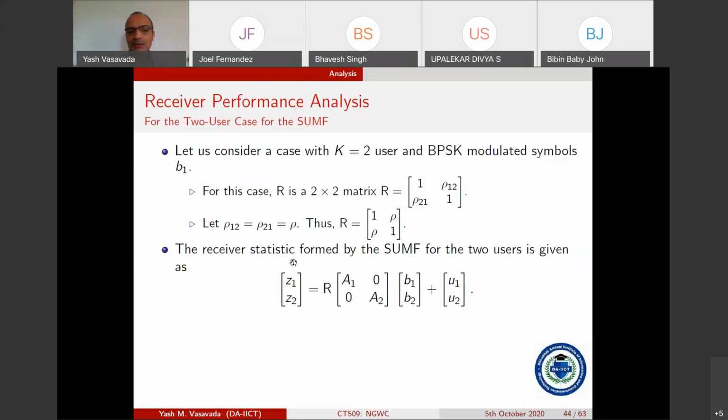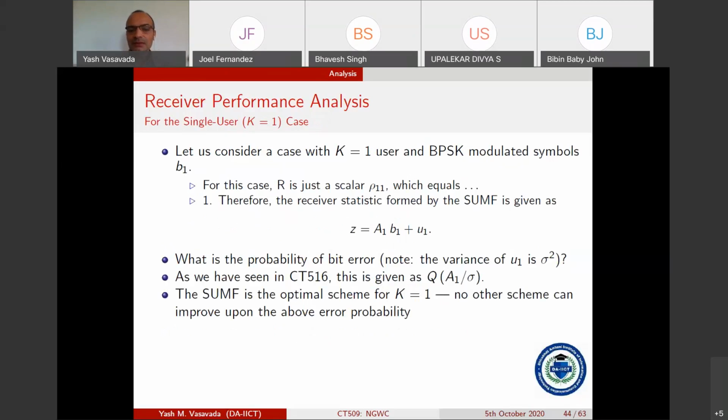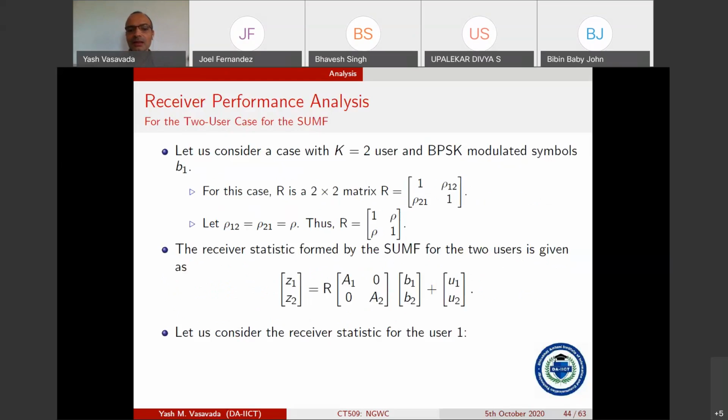So now let us look at what is happening with Z1. Over here also we looked at Z1, but there Z1 was very simple, A1 B1 plus U1. In this case, because R is not a diagonal matrix, what will be Z1? For the single user case, we already looked at Z1. It was just A1 B1 plus U1. For the two user case, what will be the expression of Z1?